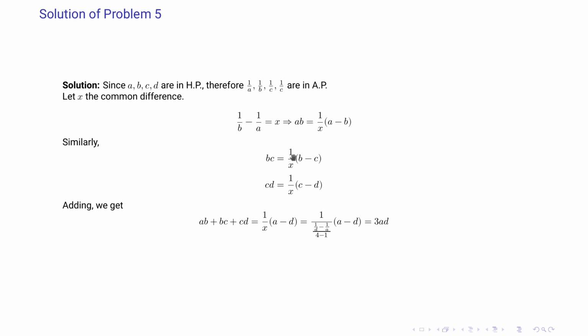Similarly, BC will give us 1 by X into (B minus C), and CD will give us 1 by X into (C minus D). Now we add all this, so we get left hand side AB plus BC plus CD is equal to 1 by X into (A minus D). Now we substitute the value of X in terms of A and D. So D is the fourth term, so it would be (1 by D minus 1 by A) divided by (4 minus 1). So that gives us 3AD.